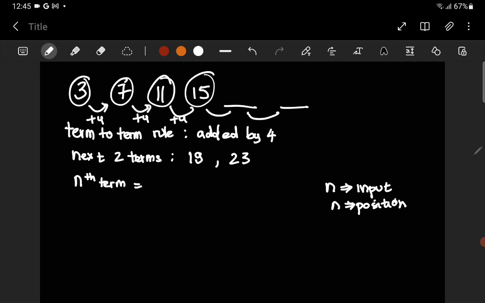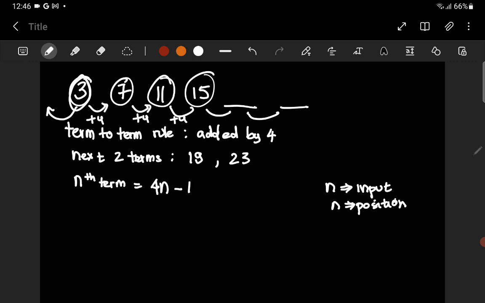Okay, now how to create the formula? Then you look at the term to term rule, yeah? It will be added by 4. So you stick it with the n, for n. And then after that, to find the next term of the formula, you find the term that is available before the first term. So it means you go to the left. If going to the right is plus 4, it means going to the left will be minus 4, right? So 3 minus 4 will be negative 1. So this is the formula.